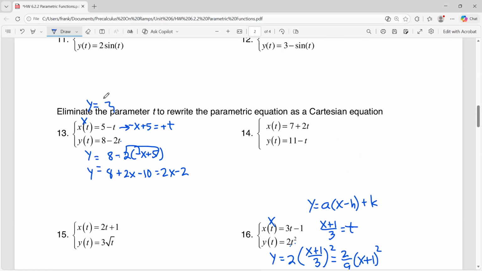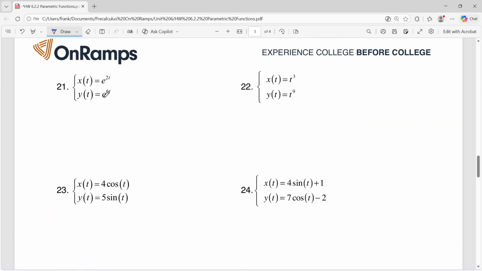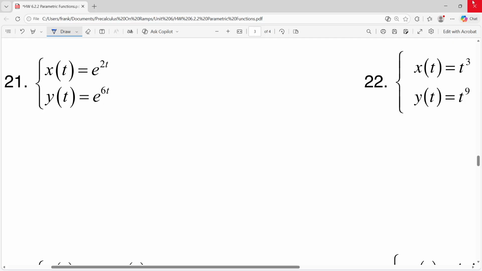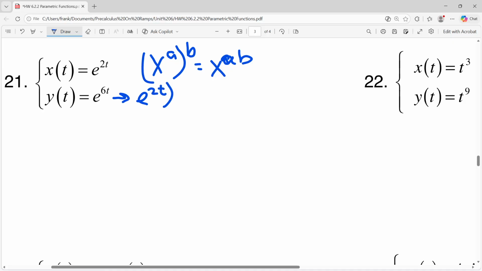What is this? Same instruction? Rewrite as Cartesian. All right. Remember that x to the a power to the b power equals x to the a times b power. So I can factor an exponent and raise it to that power. I can rewrite e to the 6t as e to the 2t power to the 3, because 3 times 2t is 6t. Now this is easy. x equals e to the 2t, so I'll substitute that. y equals, for e to the 2t, I'm putting x, raised to the third power. y equals x cubed. That's the Cartesian equation.